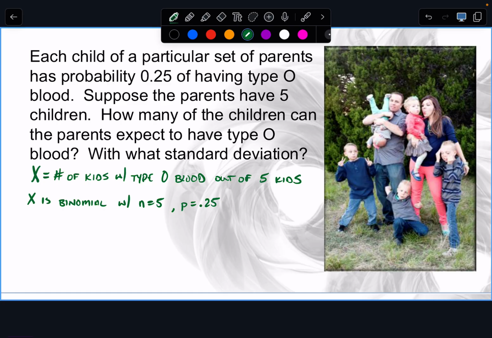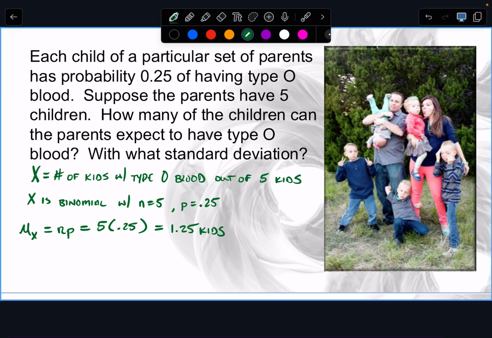And so now when I go to actually answer the question, I said, how many children can the parents expect to have with type O blood? So if I want to calculate my mean, the formula said take n times p. So 5 children, 0.25 probability. And so what should they expect? 1.25.